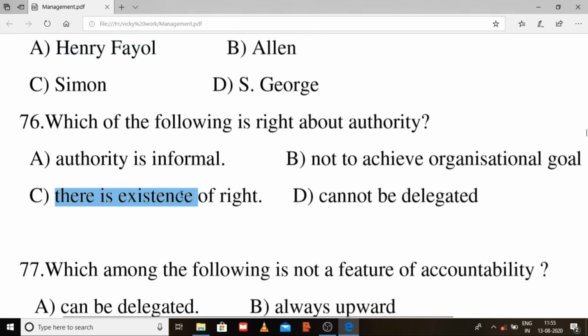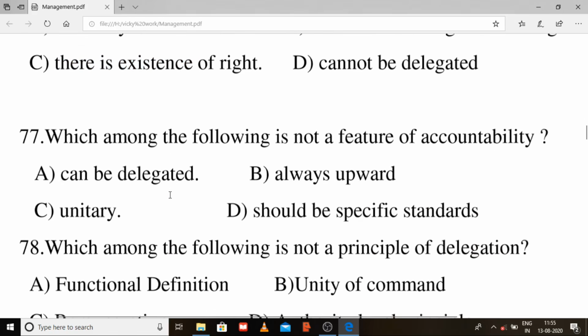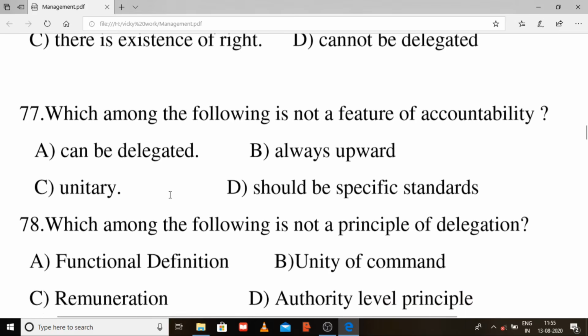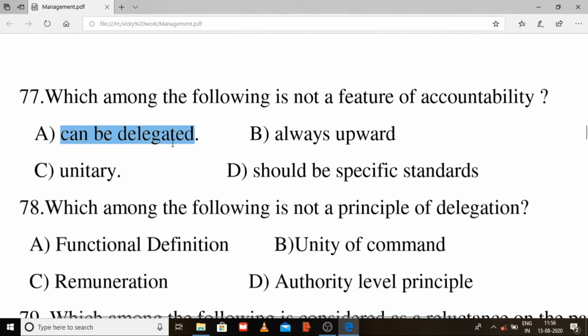There is existence of right. This is the option C is the right answer. 77. Which among the following is not a feature of accountability? Always upward, unitary, should be specific standards. ये तीनों फीचर है. ऑप्शन ए इज नॉट. कैन बी डेलीगेटेड. 77. ऑप्शन ए is the right answer.